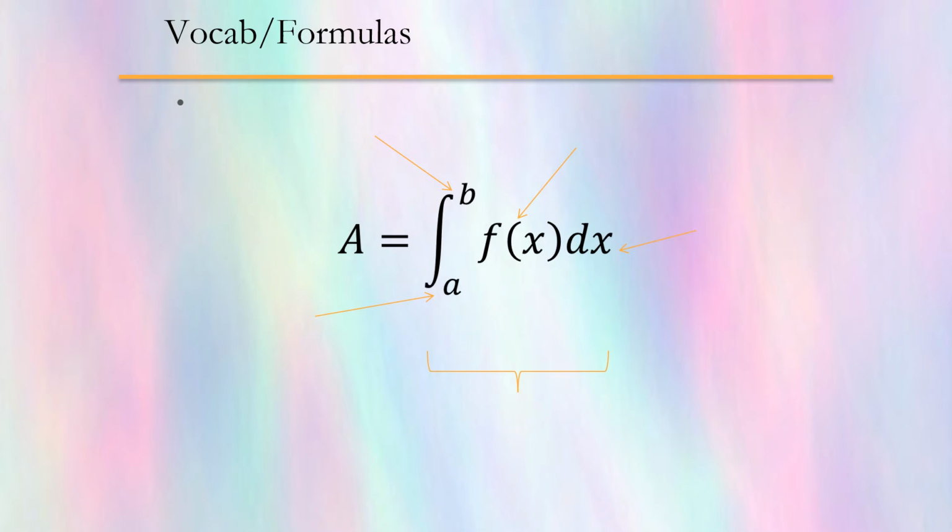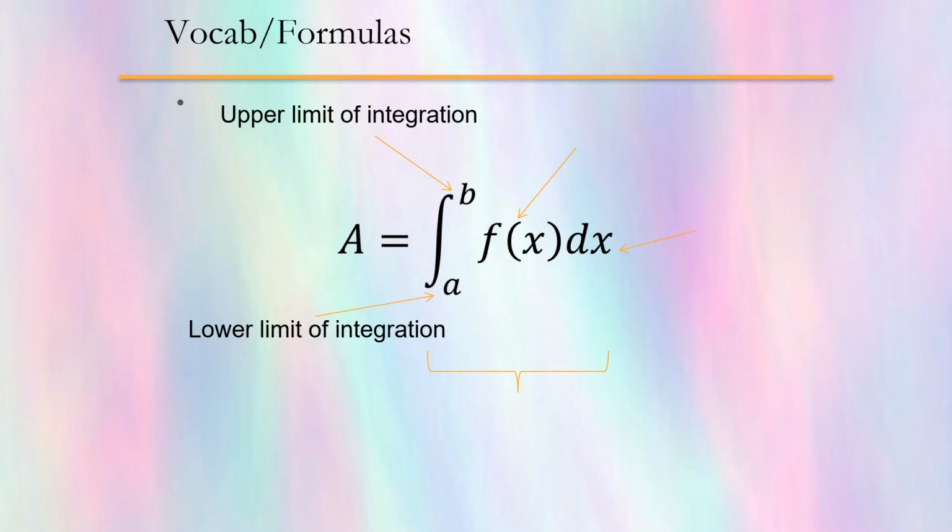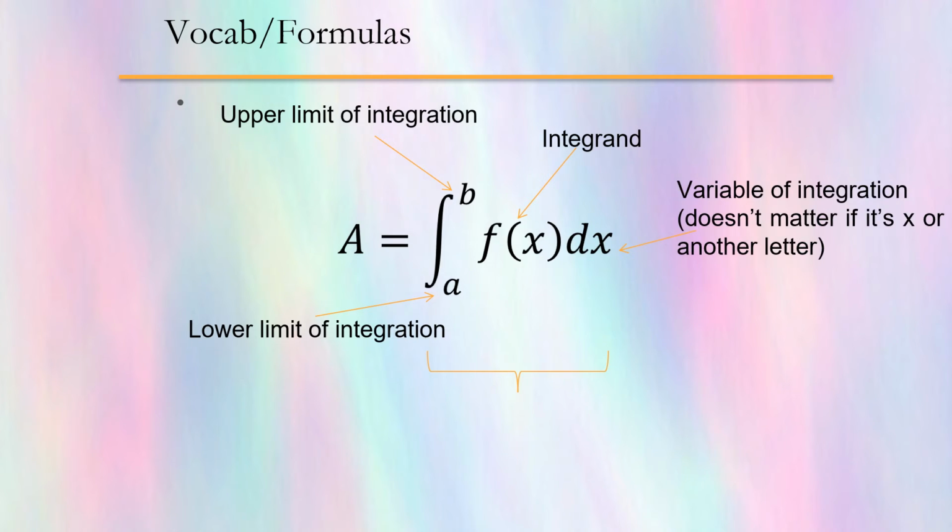So let us look at the parts of an integral expression. This is the upper limit of integration. This is the lower limit of integration. This is the integrand, which we already studied along with the indefinite integrals. Of course, this is the variable of integration, so it doesn't matter if it's x or another letter. It depends upon your integrand. And the whole of this, we call the integral of f from a to b.